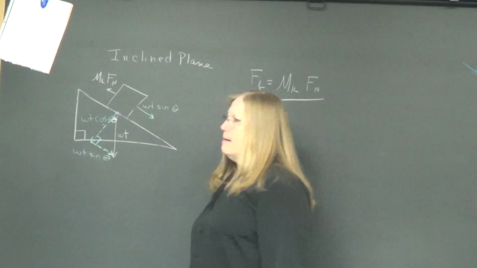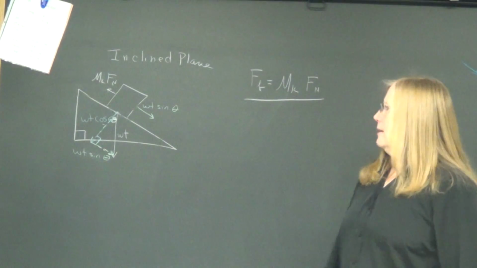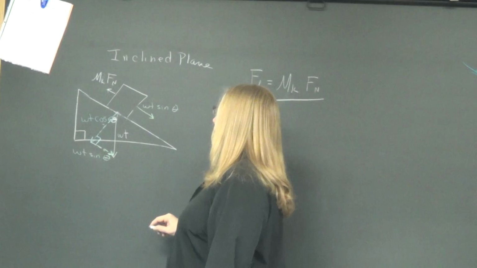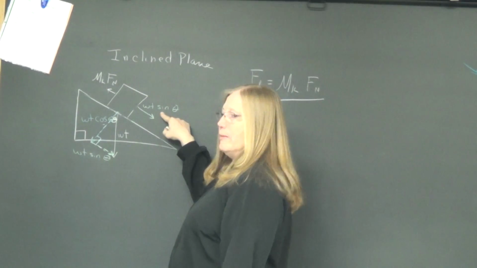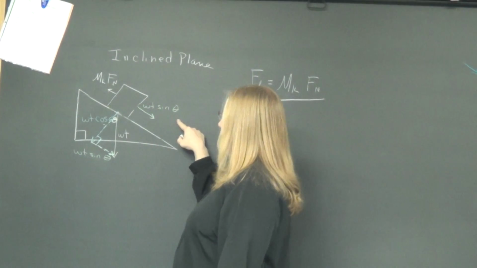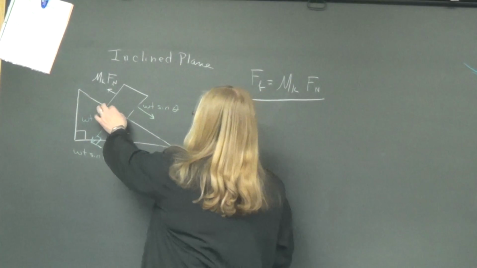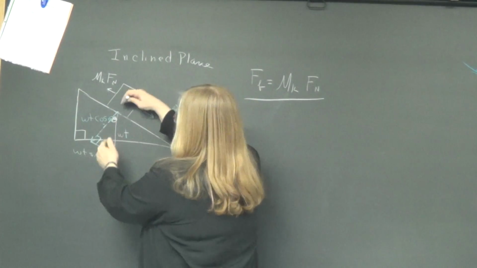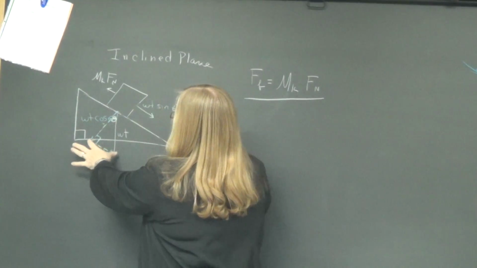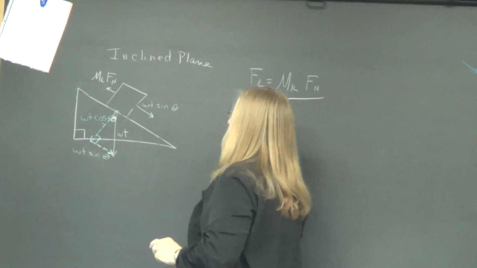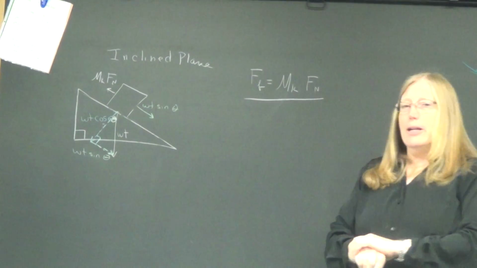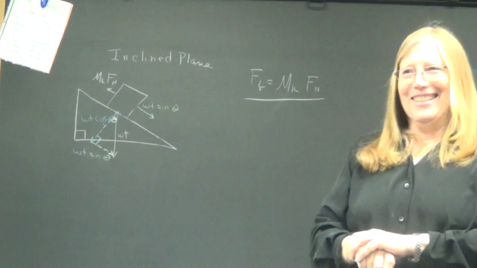So how did you figure that out? You just made a triangle, chose an angle, and then used it. Yep, because we needed to find what was causing this to go down the plane. So from that weight, we had to create two components, and one of them actually causes the box to go down. It's really quite amazing, right?